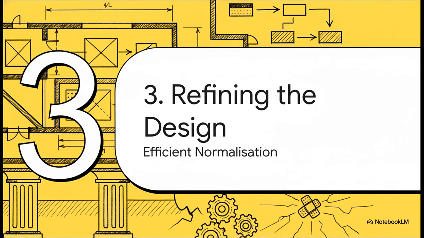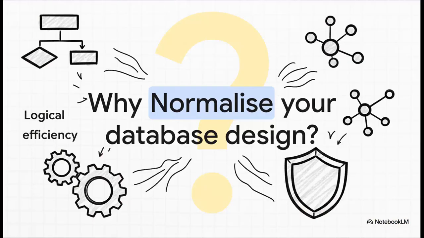Okay, our first draft of the blueprint is done, but we're not ready to build just yet. Now it's time for the engineering review. This critical process is called normalization, and it's all about finding and fixing weaknesses in our design before they become big, expensive problems later. So you might be asking, why do we need this extra step?